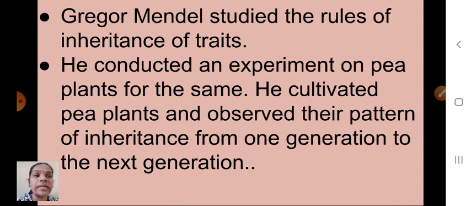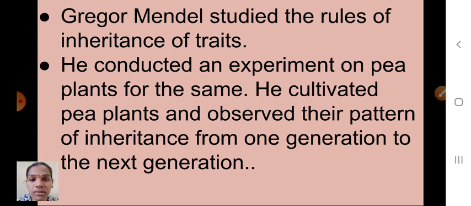Gregor Mendel studied the rules of inheritance of traits. Traits means, as you know very well, characteristics. For this question, he conducted an experiment on pea plant, that means matar, as we say in Hindi. He cultivated pea plants and observed their pattern of inheritance from one generation to the next generation.